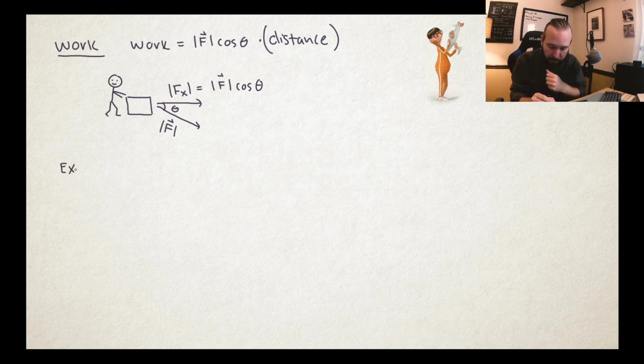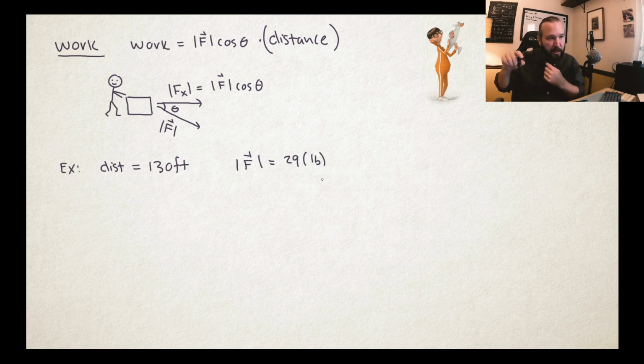So let's look at an example. They say that the distance, you're going to have to push this force 130 feet. Oh gosh. And then the magnitude of the force, you're pushing with 29 pounds of force, but you're not pushing it straight in the direction you're going, just like Smiley Face Man. You're pushing it kind of downward at an angle. So theta here is going to be 25 degrees, and this is downwards.